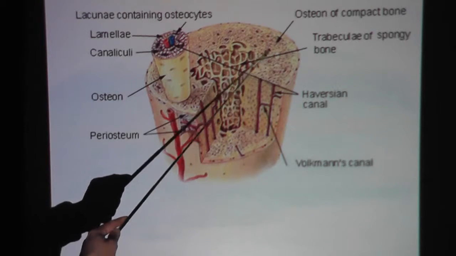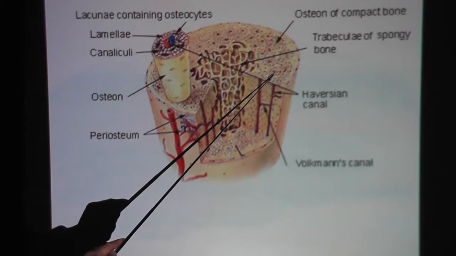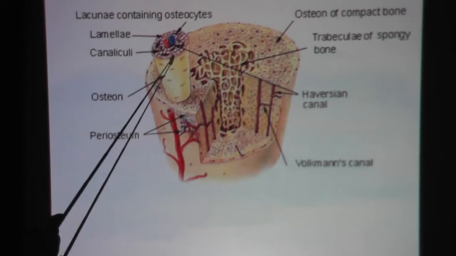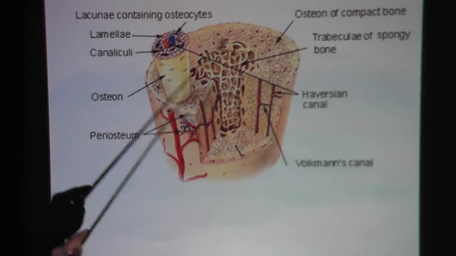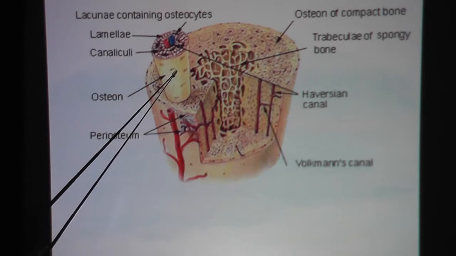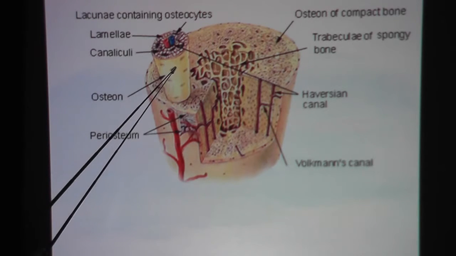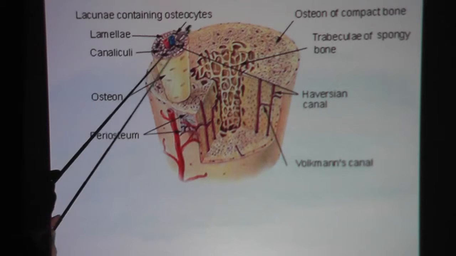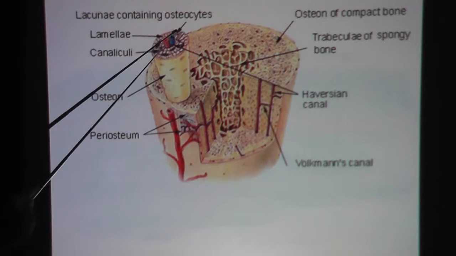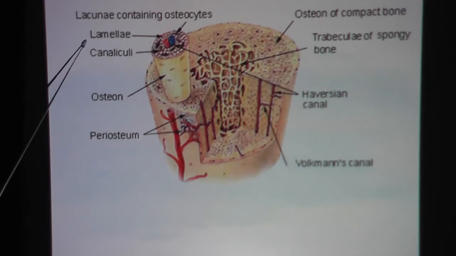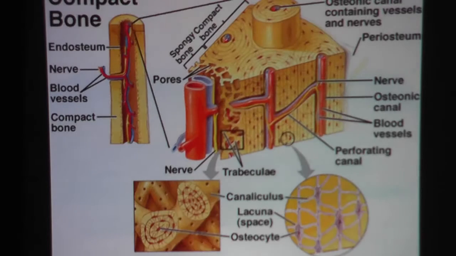Each of these compact bone regions is really comprised of smaller cylinders, smaller columns, if you will. And each of those columns is an osteon. If you look closely at each of the columns, you will see the central canal in the center of the osteon. And then around the central canal are rings called lamella. Okay, lamella. Let's go on.